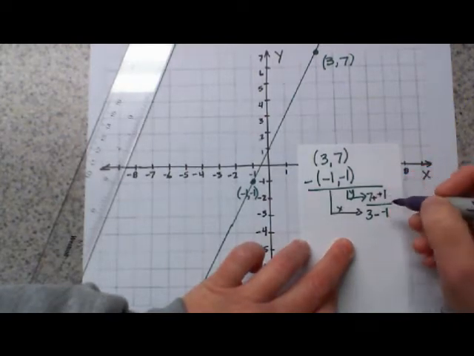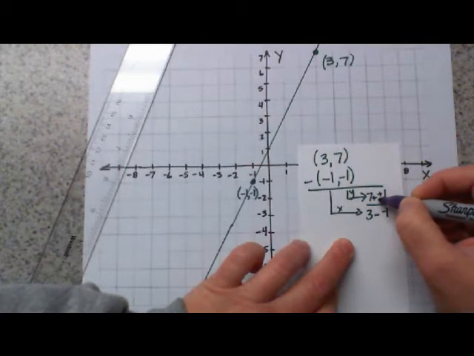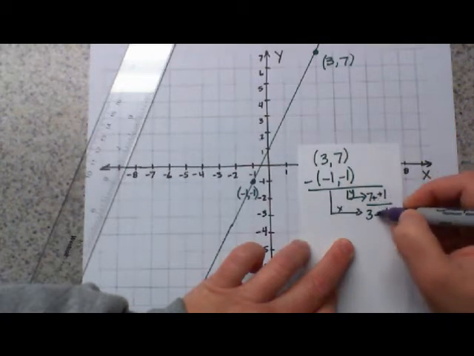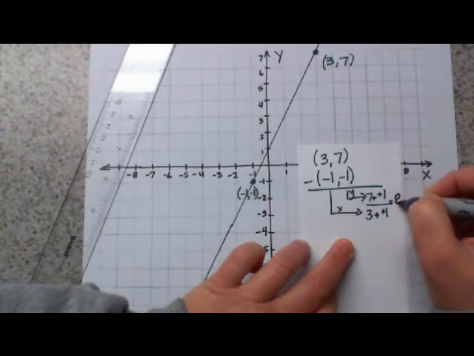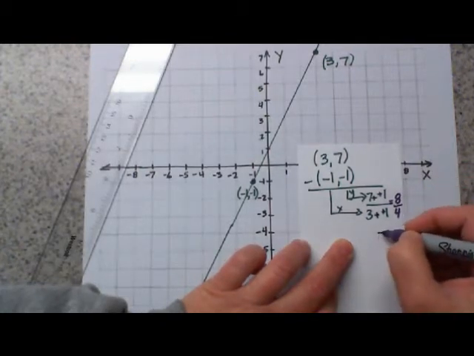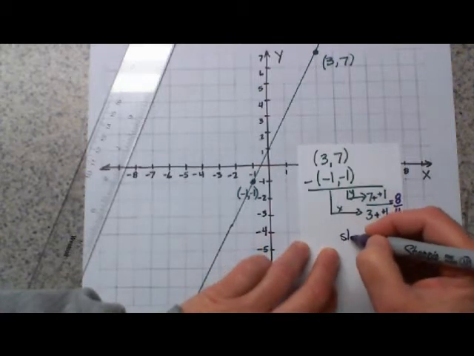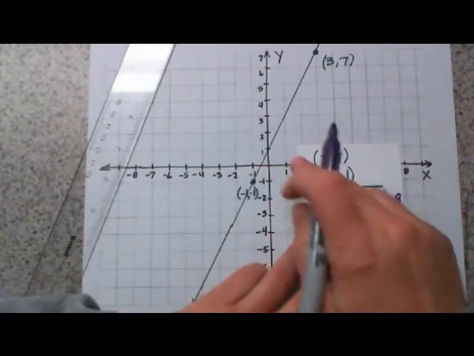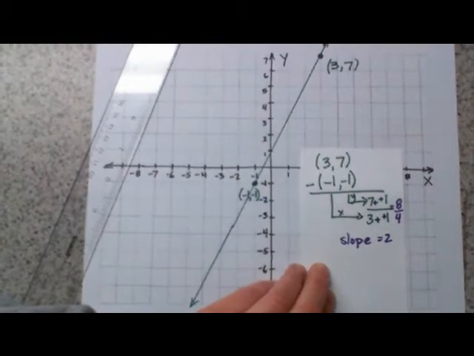These will both go positive. Subtracting a negative is like adding the opposite. Same for the denominator. So our slope is 8 over 4, which can be simplified to equal 2. So the slope of this line is equal to 2.